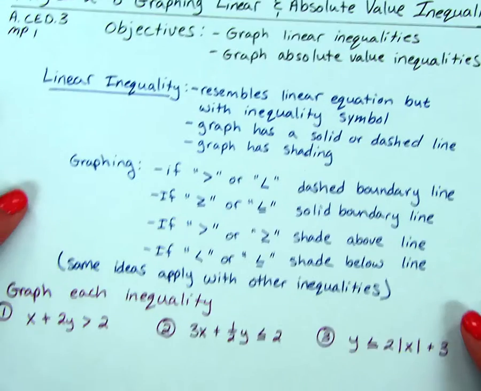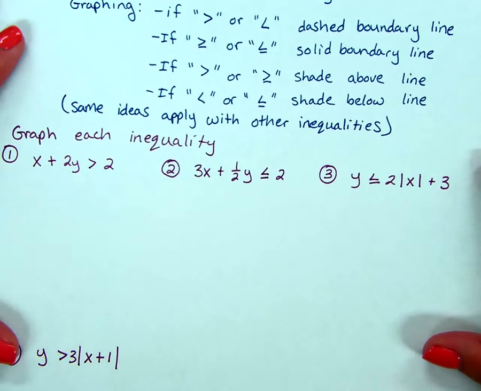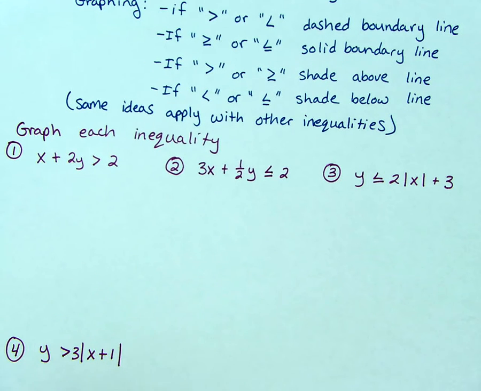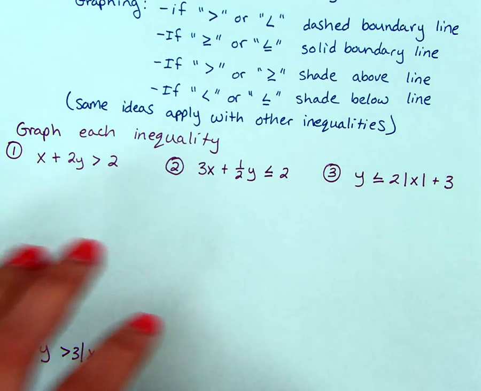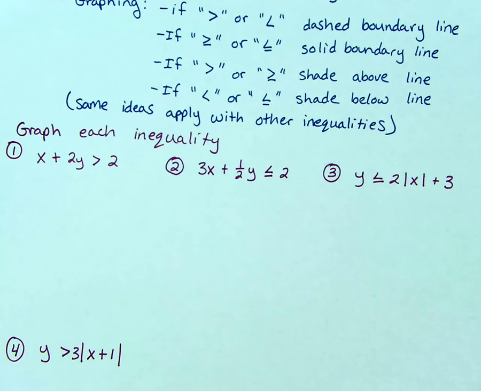Now we're just going to practice. The first thing we want to do is recognize if it's going to be linear or absolute value, and then follow those rules for graphing. And then we do the shading at the end. I don't have nice graph paper, so I'm going to freehand mine, but it might be easier, since we're just learning graphing still, to do it on nice graph paper. But I am just going to freehand mine.